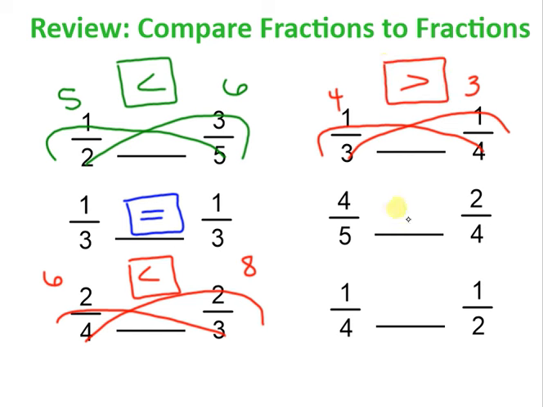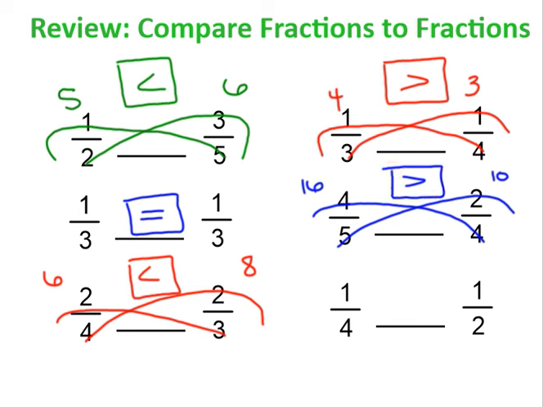All right, here I have 4/5 and 2/4. 4 times 4 is 16, and then 5 times 2 is 10. 16 is greater than 10, so I have a greater than sign. And then here I have 1/4 and 1/2. So 4 times 1 is 4. 2 times 1 is 2. 4 is greater than 2, so it's greater than.